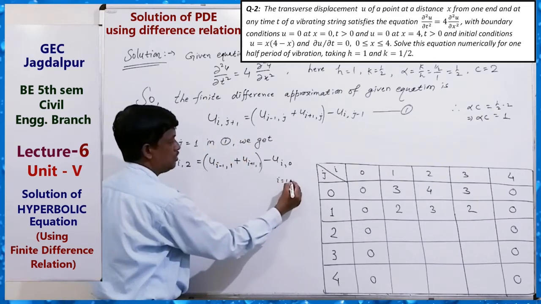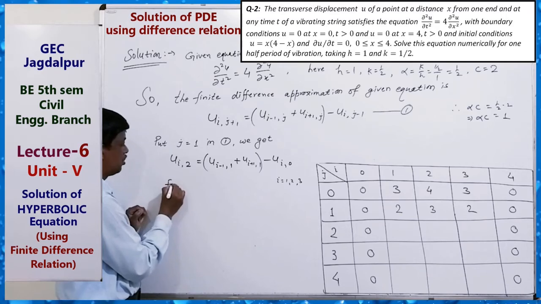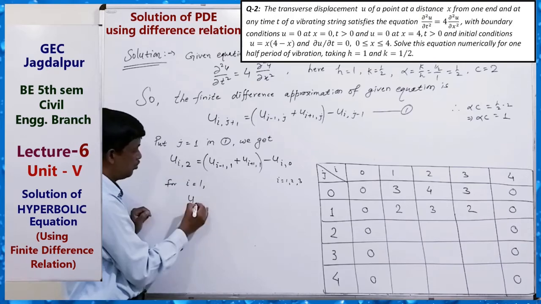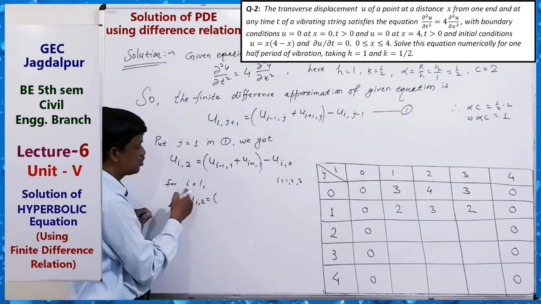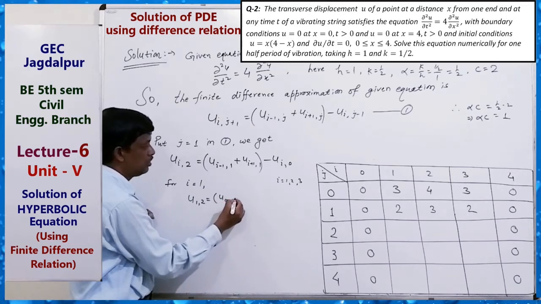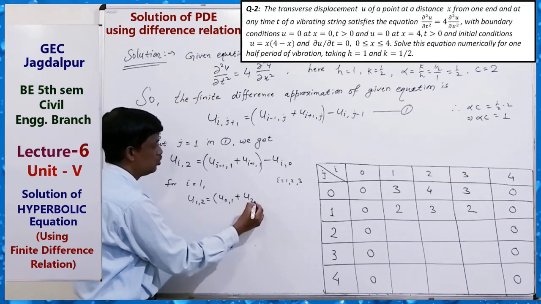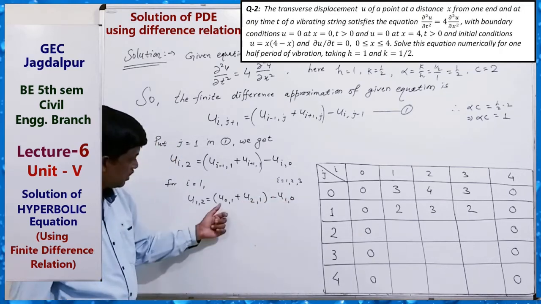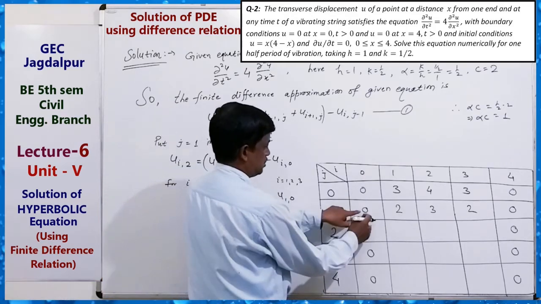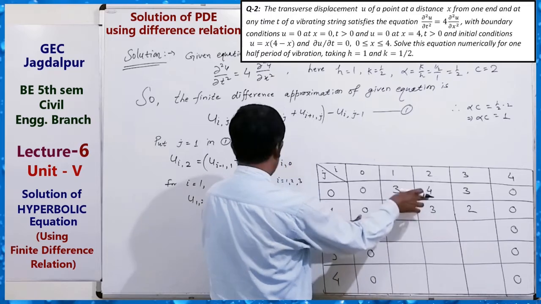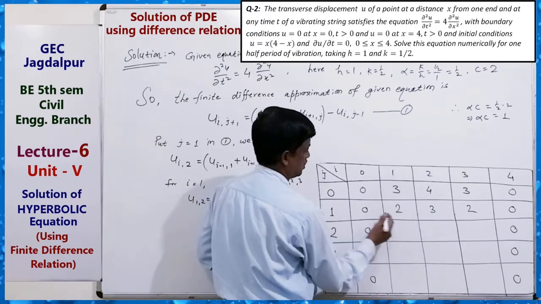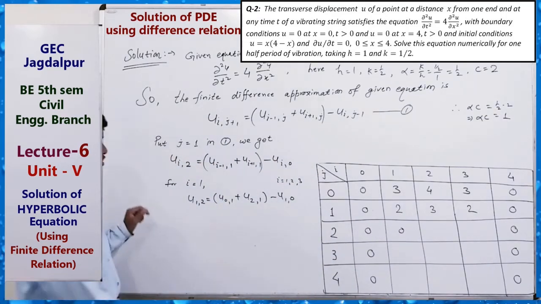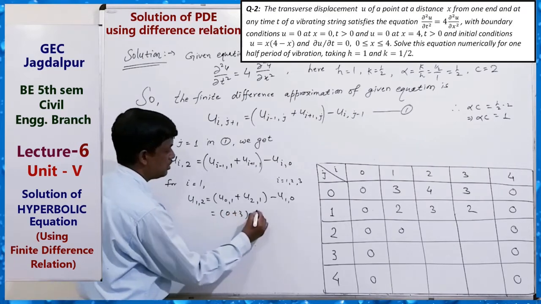Suppose for i equals 1. So u(1,2) equals u(0,1) plus u(2,1) minus u(1,0). This means what? 0,1 is this, 2,1 is this, minus 1,0. This plus this minus this means 0. Clear? So by using this you can get 0 plus 3 minus 3 equals 0.